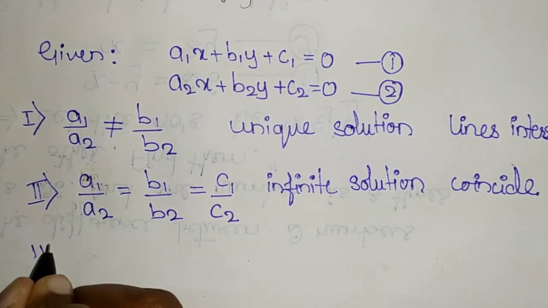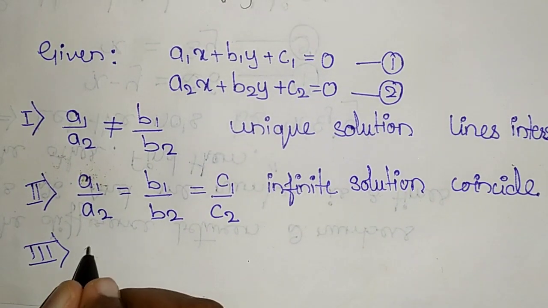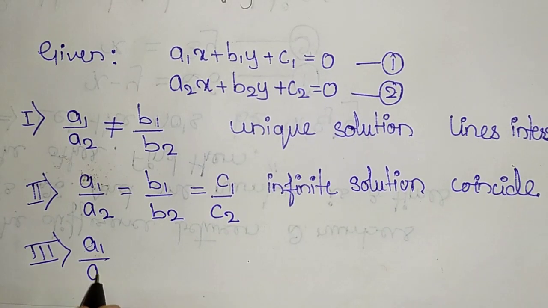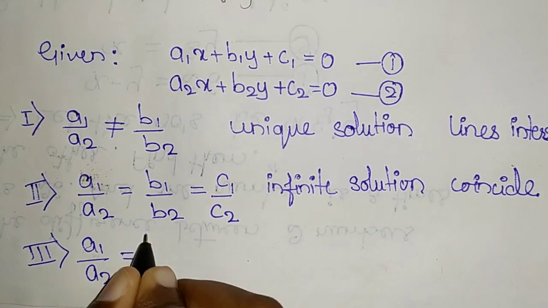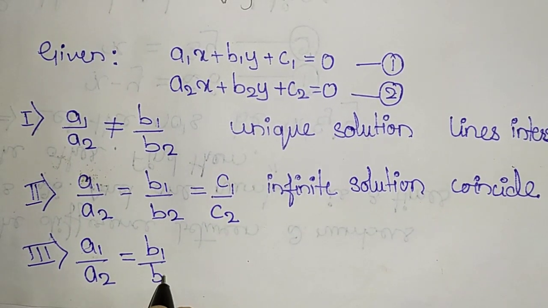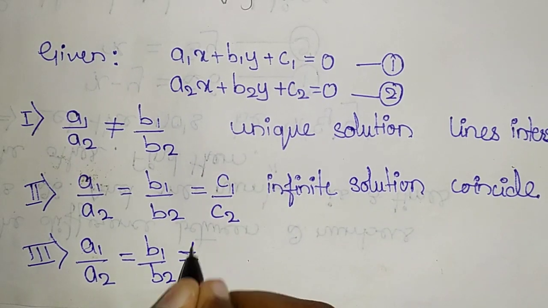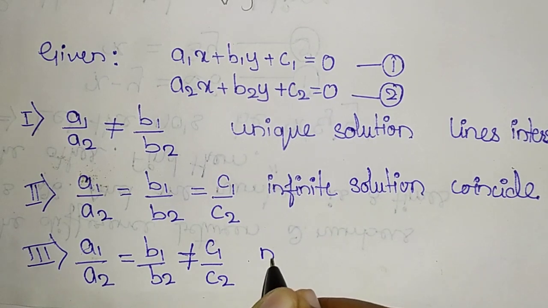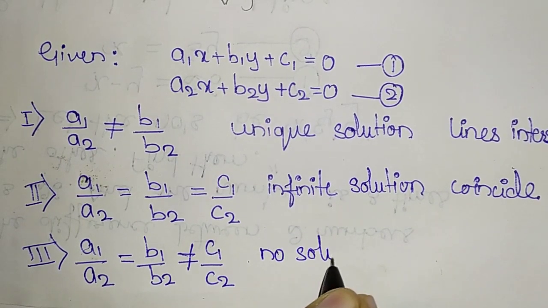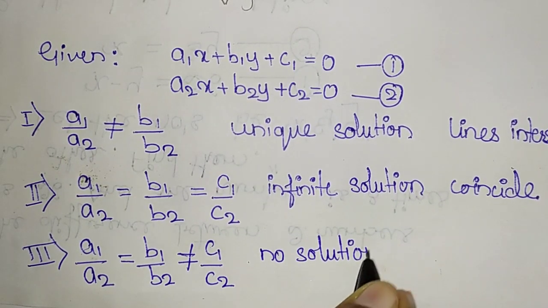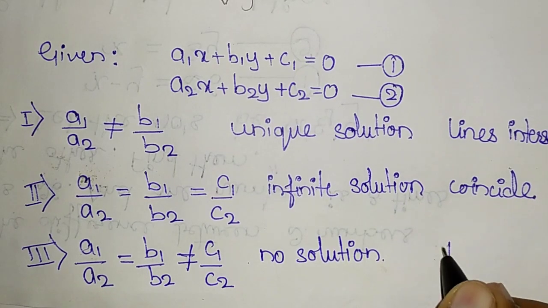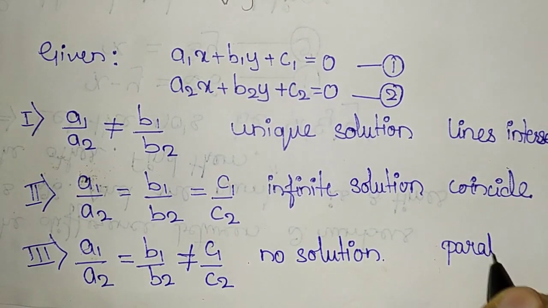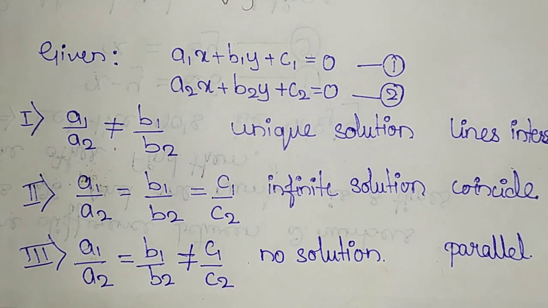And the last condition is a1 by a2 is equal to b1 by b2, but it is not equal to c1 by c2. You get no solutions. That means the lines are parallel to each other. This is a parallel plot.